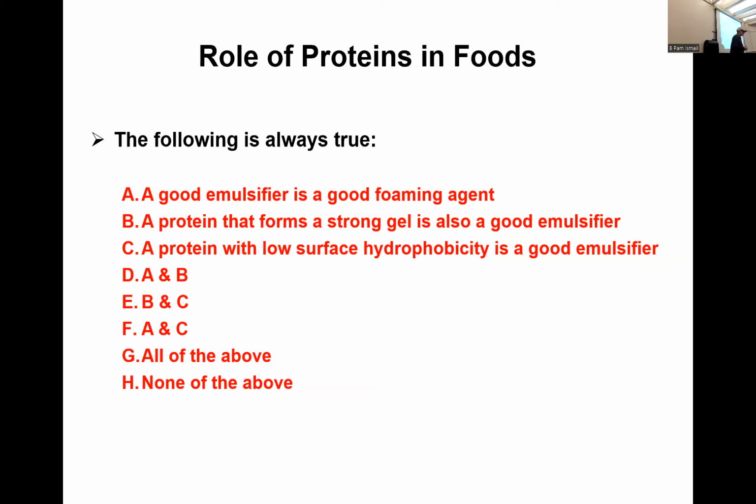So what's an example of oil in water emulsion? Mayonnaise. What's an example of water in oil emulsion? Butter. Yes. So butter, the dairy butter, has 20% moisture. So yeah. Okay. Doing well. Doing well.